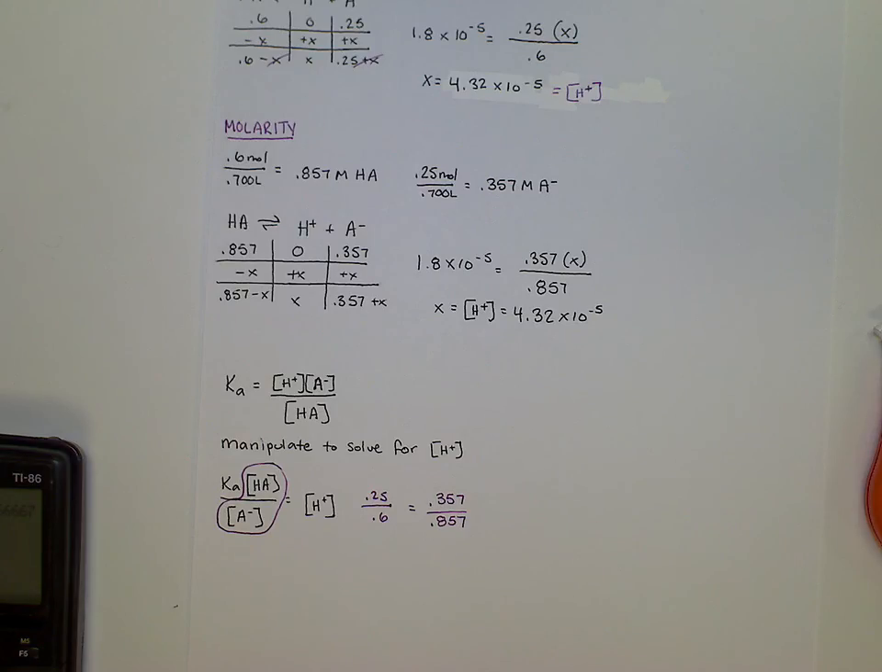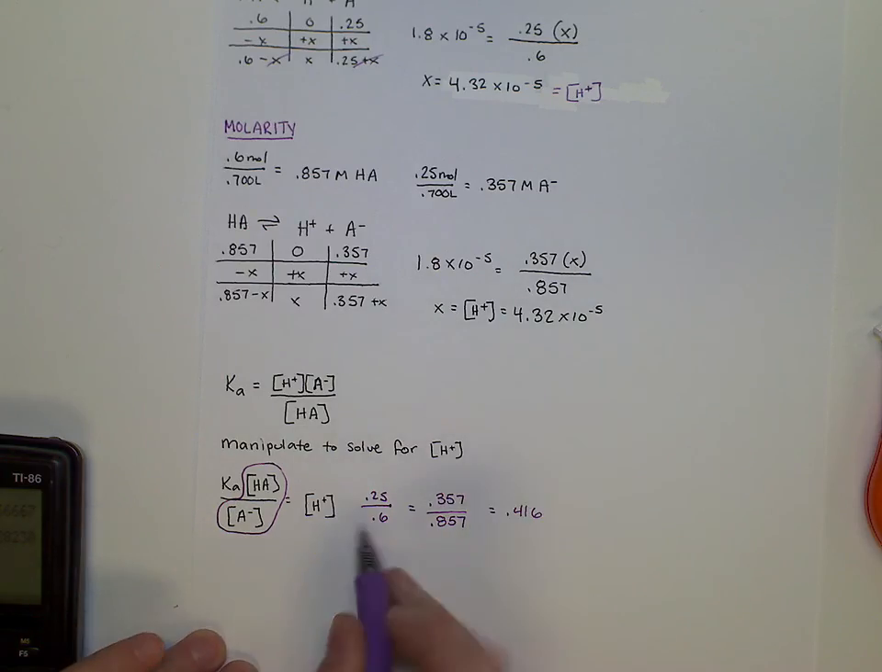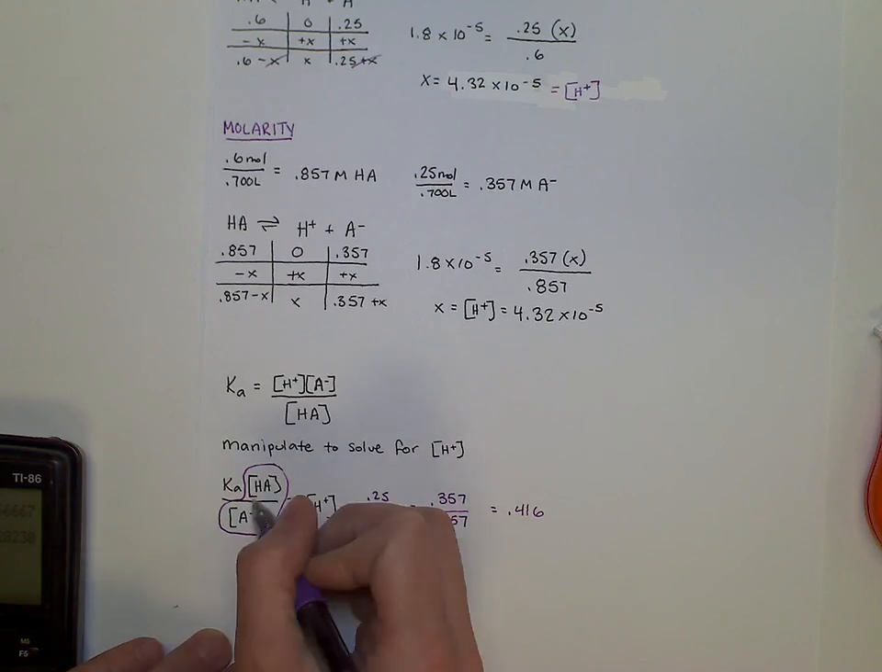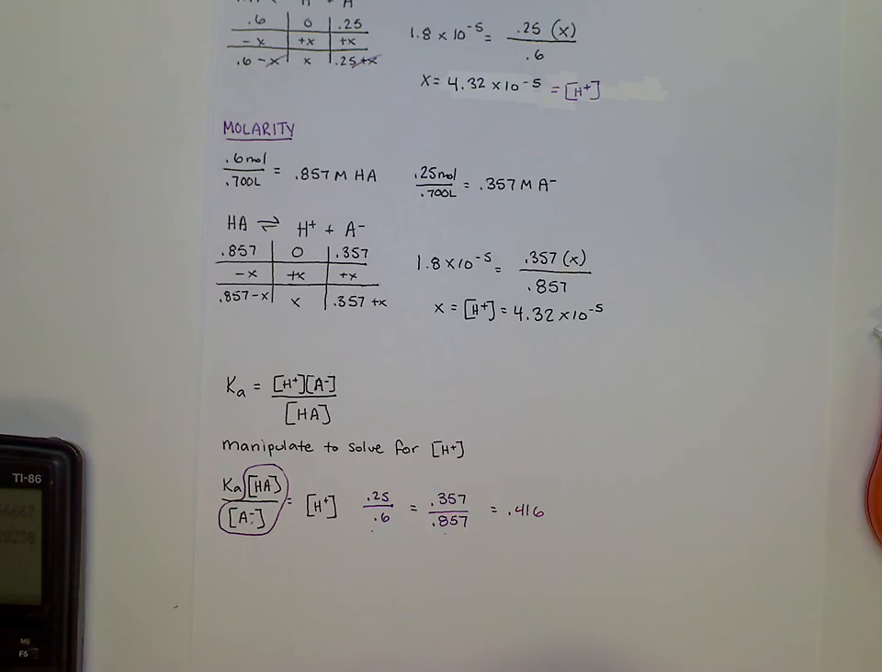0.357. Yep, so they both equal 0.416. So it doesn't matter if what you're putting into your K expression is in moles or in molarity, it's the ratio between the two that's important, and that's how we get the H plus concentration. Okay, so I hope that answers any questions or maybe threw some light on something you weren't thinking about.